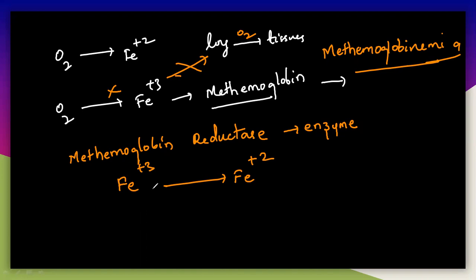So see, is it a reduction or not? If it is gaining one electron, then it is called reduction. You know that gaining of electrons is reduction, and loss of electrons is called oxidation. So here Fe+3, by gaining one electron, is reduced into Fe+2 so that it can easily bind with oxygen. Then continuously the oxygen will be transported from the lungs to tissues.